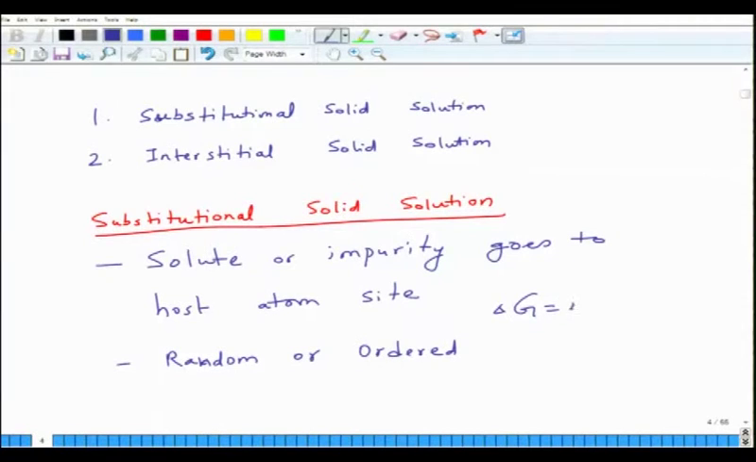So you know that delta G is equal to delta H minus T delta S. So there is an enthalpy of mixing, there is an entropy of mixing, and then there is a temperature term. These three terms together will determine whether the substitution will be random or whether the substitution will be ordered, because in the end the free energy has to be minimized.